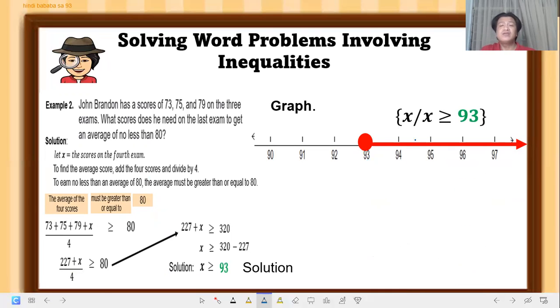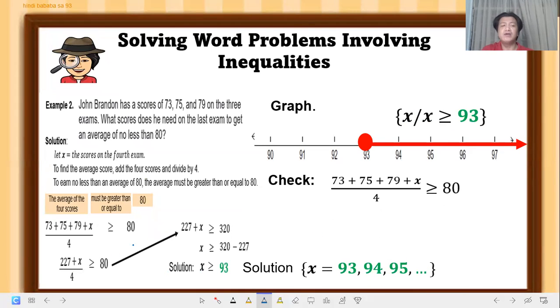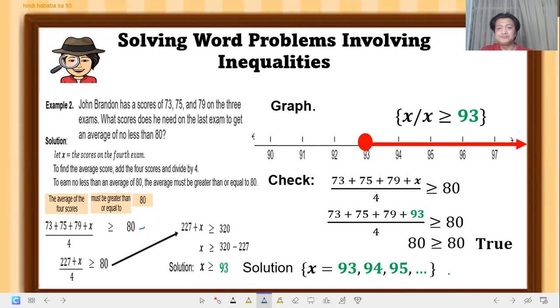Okay, then the notation of your solution set would be x such that x is greater than or equal to 93. Ibig sabihin, lahat ng values ng x dyan ay magsimula ka sa 93, 94, infinite na yan. Ibig sabihin, ellipsis, symbols of infinite. And therefore, you're going to check, no? Pag check natin, copy mo lang yung inequality mo, pili ka lang ng isa dito, kahit saan naman dyan, no? Let's say, isa-substitute ko yung 93. Pag inadd ko lahat yung apat na score at dinivide ko by 4, ang simplified niya is 80. Kaya nga 80 is greater than or equal to 80. Meaning to say, that is true statement.